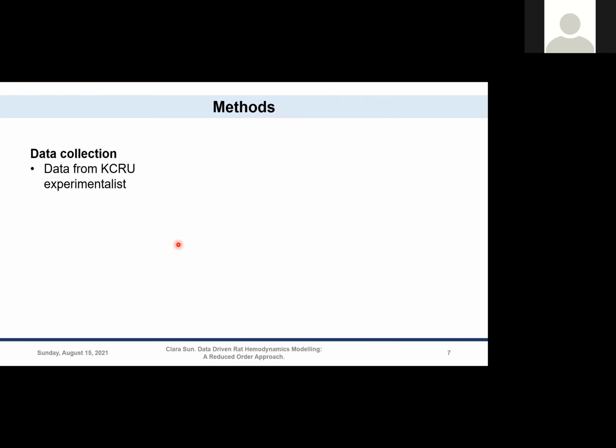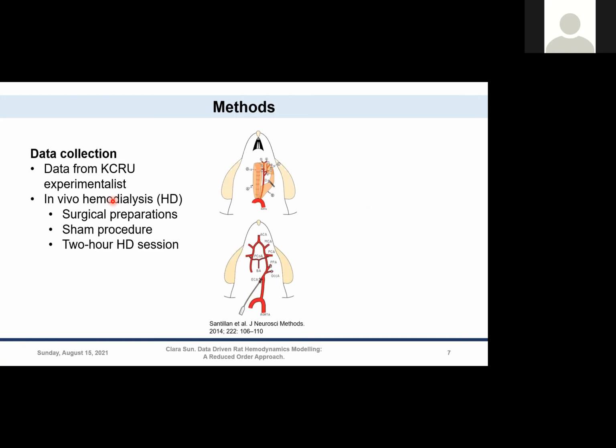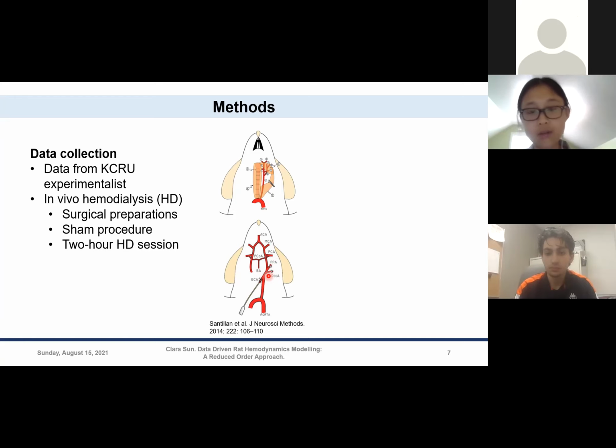For data collection, all experimental data were collected by Dr. Barry Jansen, a KCRU researcher and experimentalist. Dr. Jansen performed the in vivo and in vitro experiments and shared the data with us. First, surgery was performed on rats to implement a catheter into the carotid artery so that direct measurements could be taken. Clinically relevant measurables were recorded from the onset of the surgical procedure.